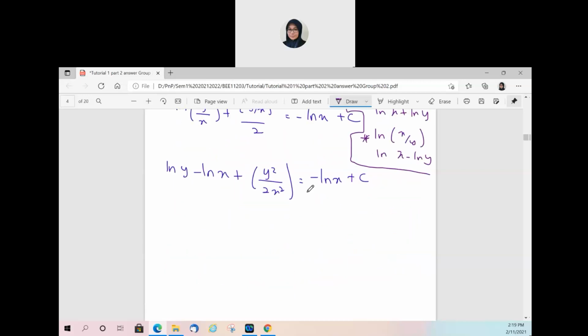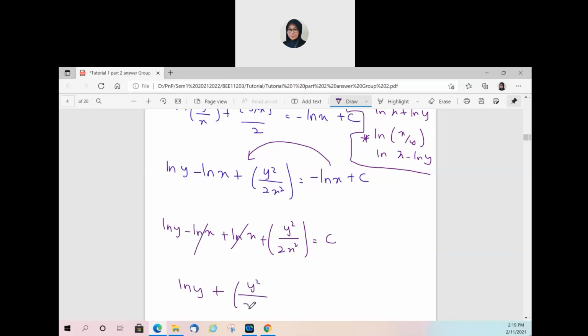Ln x here, we bring to this side. Then you have ln y minus ln x, minus ln y bring to this side, it will be plus ln y, plus y squared over 2x squared equals to c. Ln x minus ln x plus ln x cancel. Then you have ln y plus y squared over 2x squared equals to c.